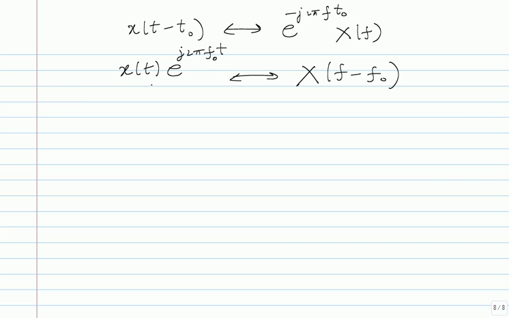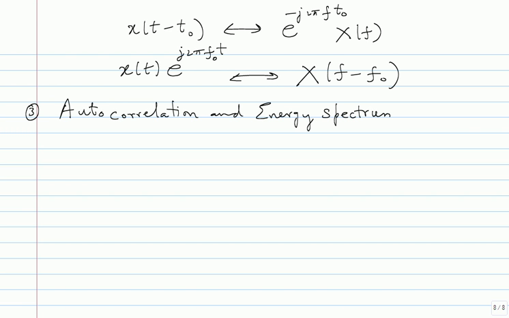Alright, so the next thing is autocorrelation, and I don't know what number I'm at. Maybe I'll say 3. So, autocorrelation and energy spectrum. Maybe this is not all that familiar. This is particularly useful when you go to random signals, but for now we are just dealing with deterministic signals. But even there, let me define it formally so that we'll know what to do when these things show up even for deterministic signals.